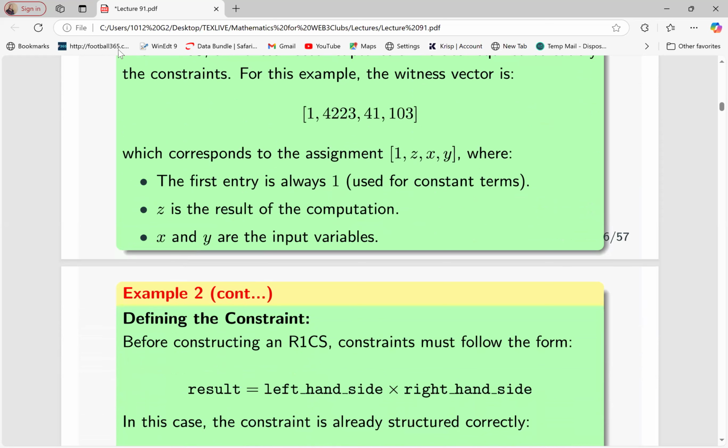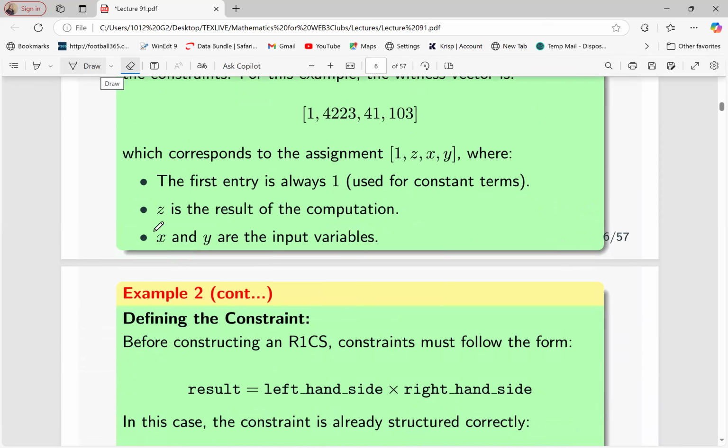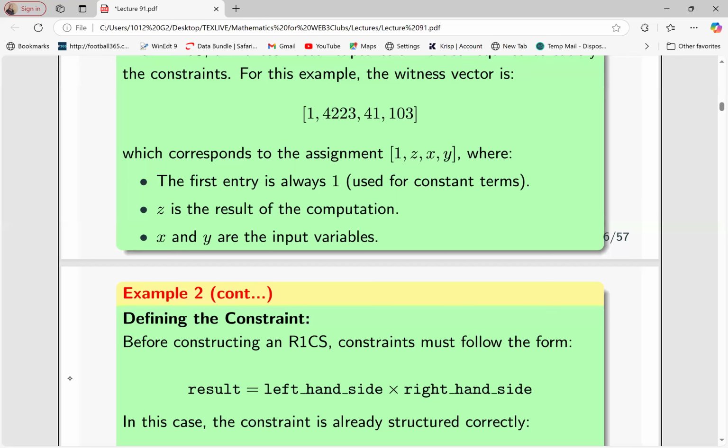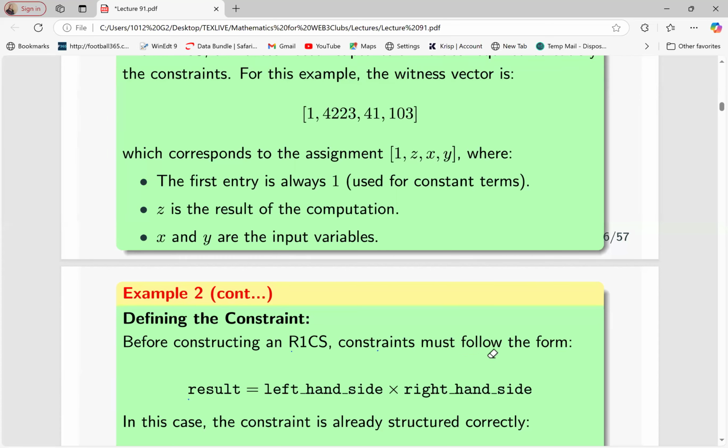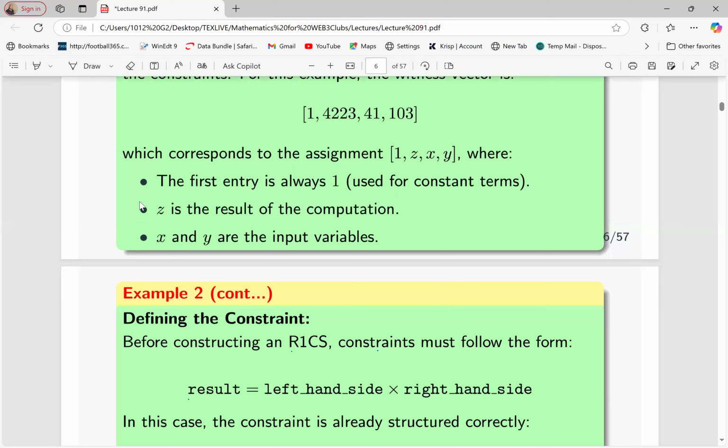Now, just before that, let's mention something I've written here. I've said that before constructing a rank 1 constraint system, you must ensure that it follows the following form. We have the result, then the left-hand side, and then the right-hand side. Every time we write rank 1 constraint systems, we ensure that this order is followed.